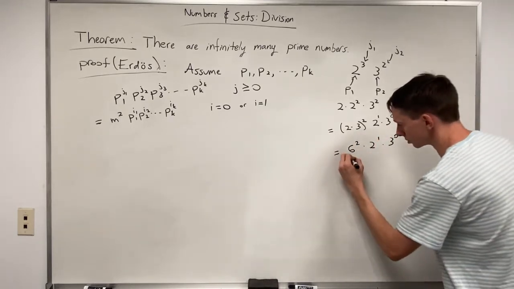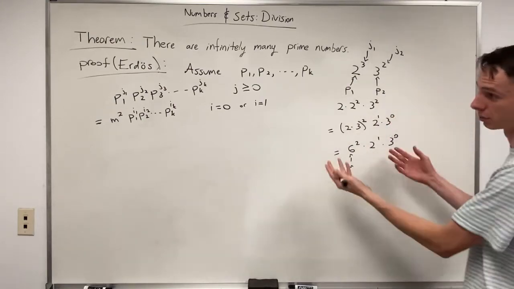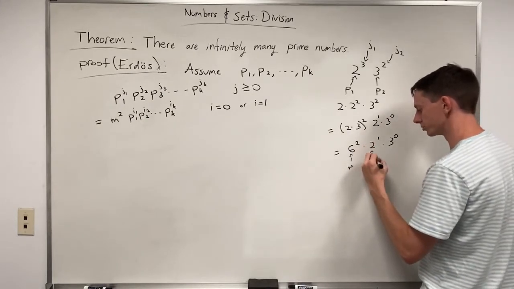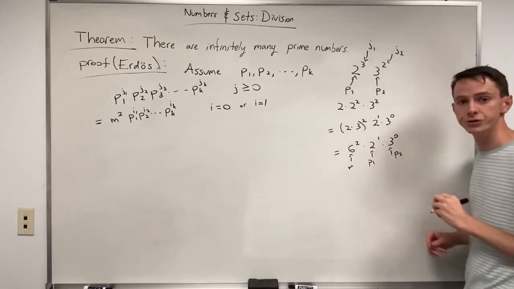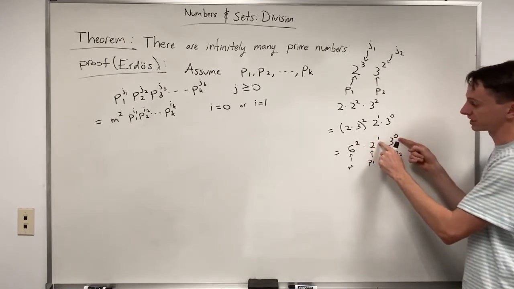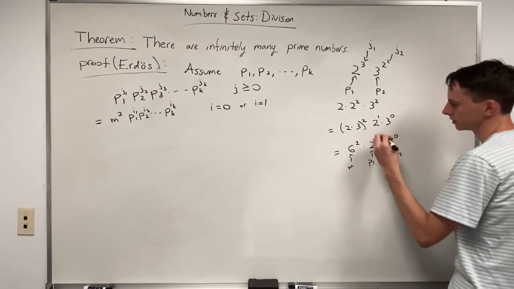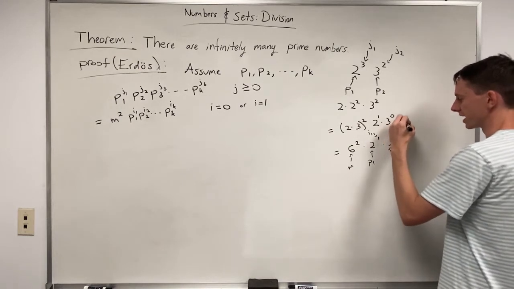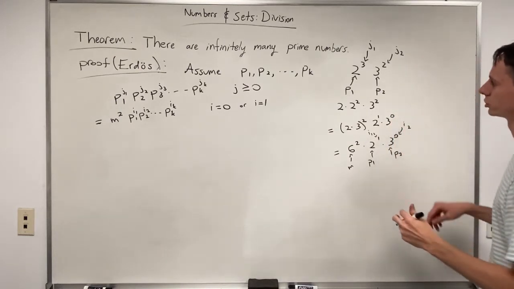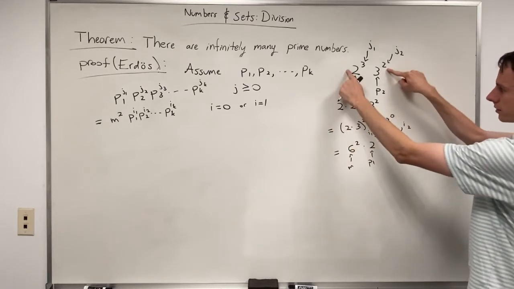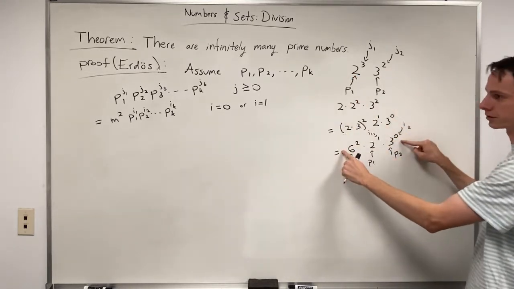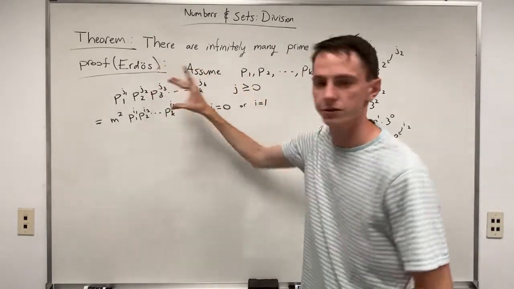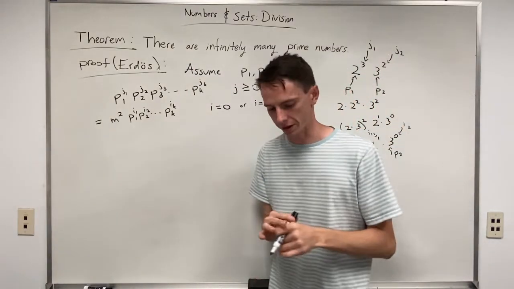And now in this case, the number 6 would be the variable m. That's what this thing is right here. 2 and 3 are still our prime numbers, so 2 is still prime number 1, and 3 is prime number 2. But now notice that the exponents have to take on either the value 0 or 1. So this 1 would be the exponent i1, and this 0 would be the exponent i2. So starting from this number right here, going down to this number right here is effectively what we're doing, just written more generally, going from this line to this line. So hopefully that makes sense.